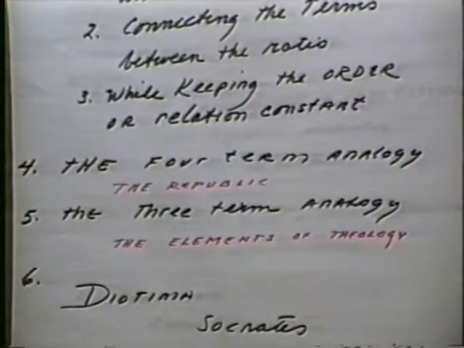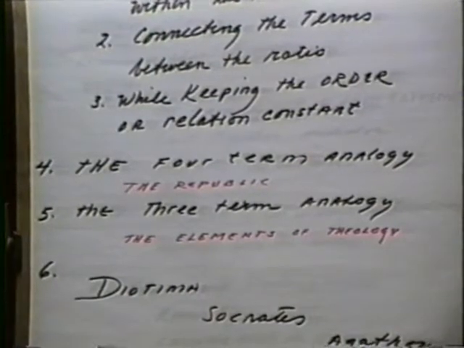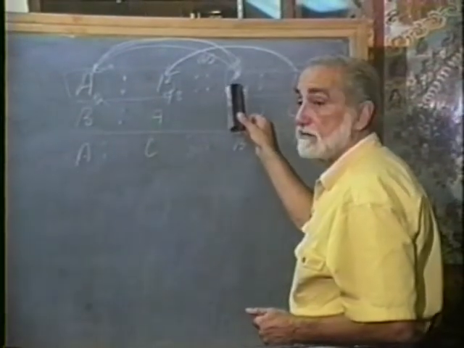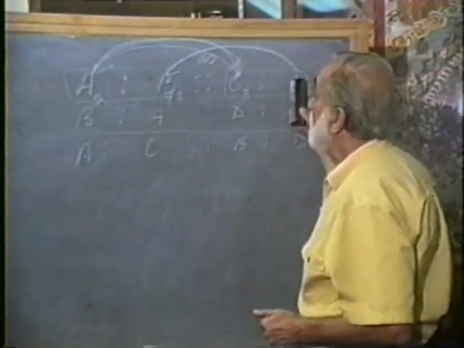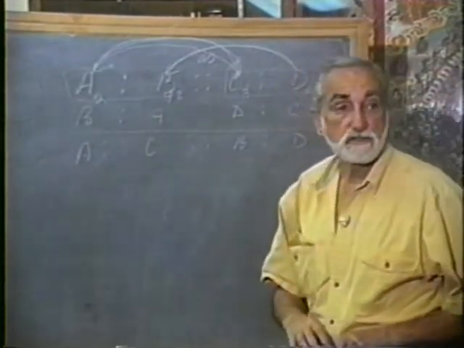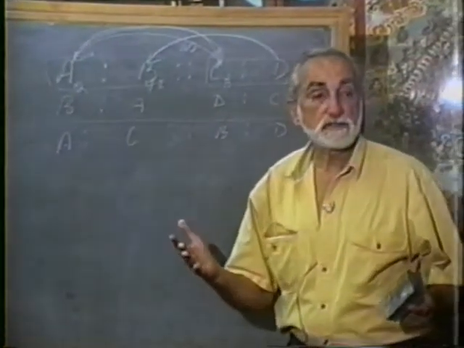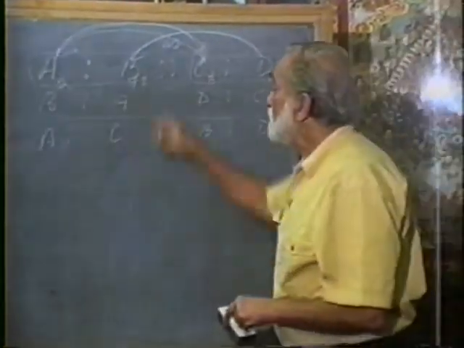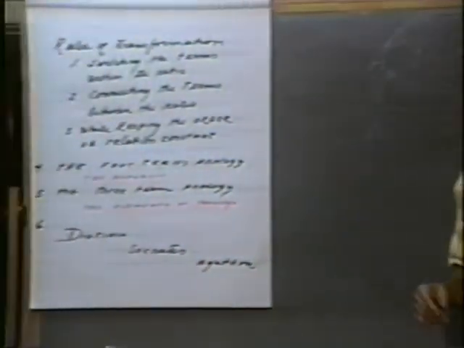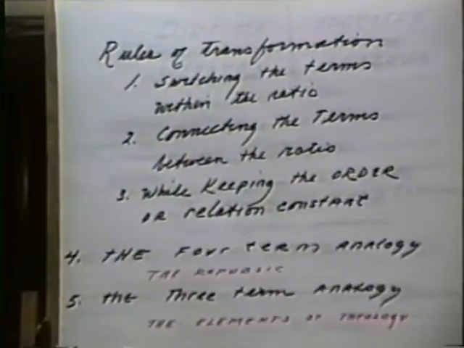Now what we did last week was study the Republic, and the whole Republic, the task of the dialectic, is nothing other than taking these four terms and placing in them the ideas: knowledge, understanding, belief, image thinking. And what does he tell us to do? Show all the ways in which you can relate the terms. Well, that's formally 8 ways. You can relate them 8 ways. If you follow these 2 rules, you can see you can generate 8 transformations of a 4-term analogy.